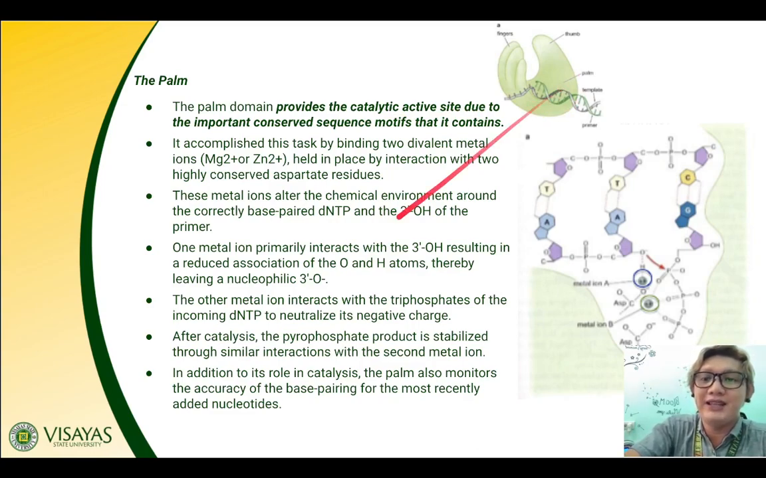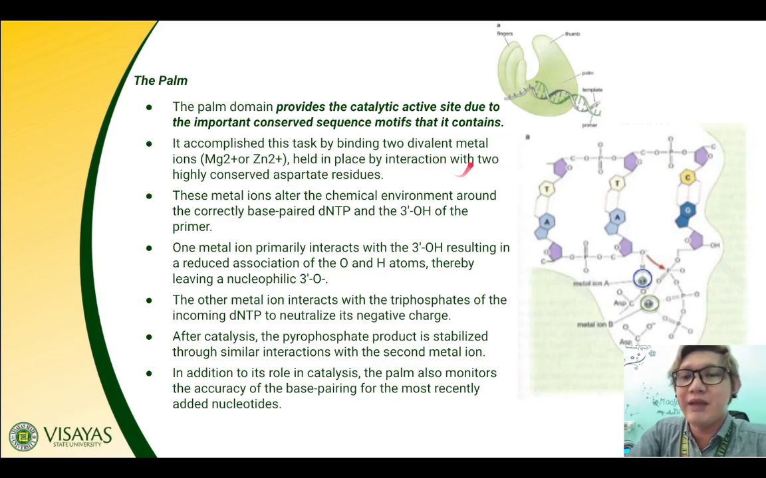So this task is accomplished by binding two divalent metal ions, magnesium 2+ or zinc 2+, that are held in place by the interaction of two highly conserved aspartate residues. So you have here a metal ion A and a metal ion B. The metal ions alter the chemical environment around the correctly base-paired dNTP and the 3' OH of the primer. So one metal ion primarily interacts with the 3' OH, resulting in a reduced association of the oxygen and the hydrogen atoms, thereby leaving a nucleophilic 3' oxygen.